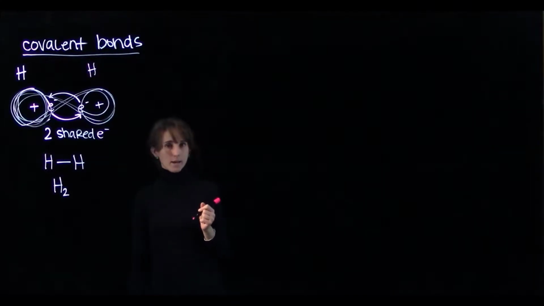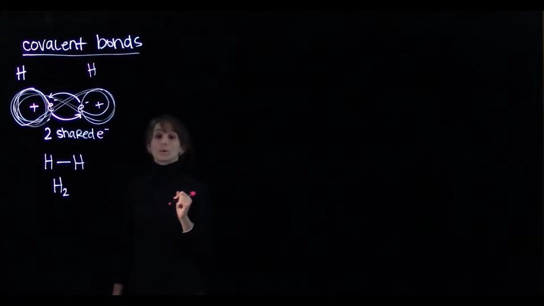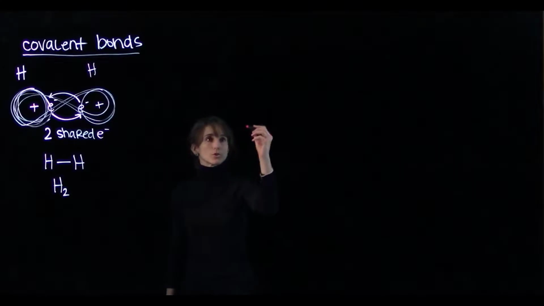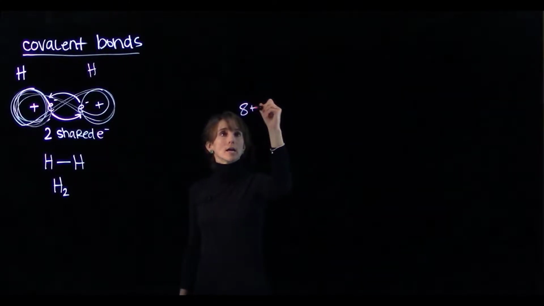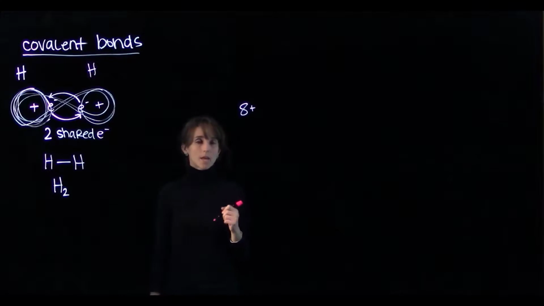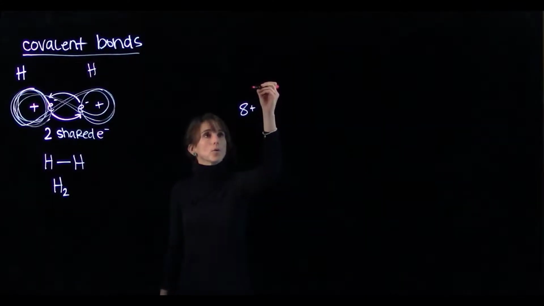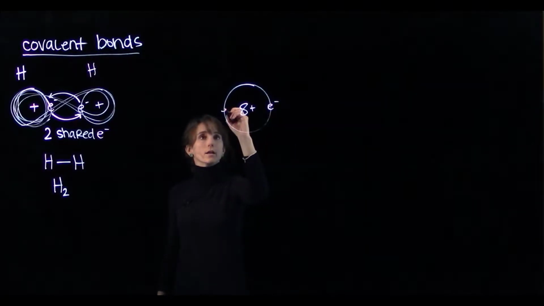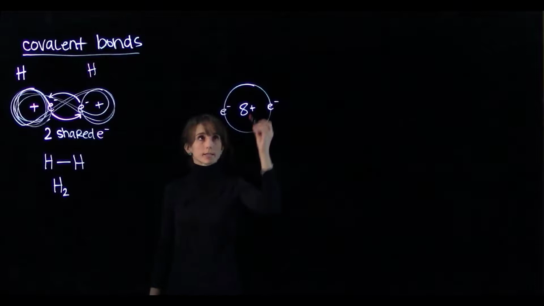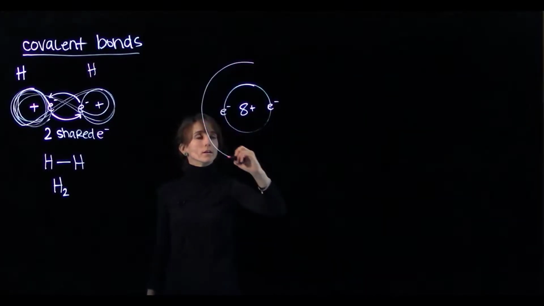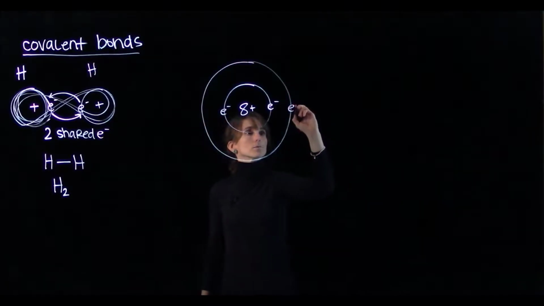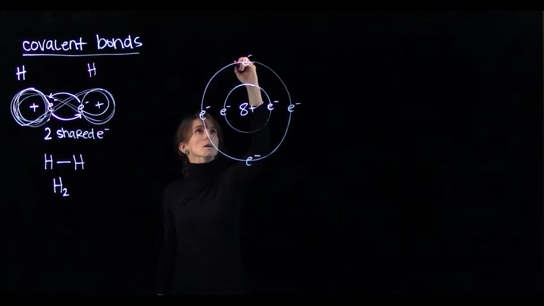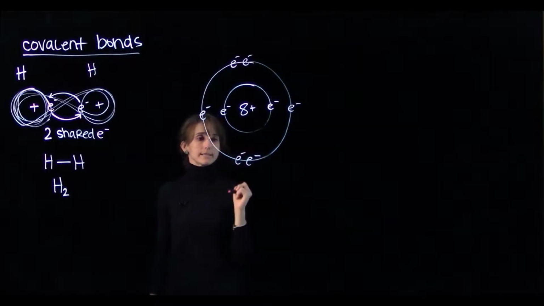Let's look at a more complicated example, slightly more complicated, starting with oxygen. Oxygen has an atomic number of 8, so we will start with a nucleus that has 8 positively charged protons. Then we'll add our electrons. We're going to have 8 of them, so we'll put 2 in the first shell, and that leaves us with 6 for the second shell. 1, 2, 3, 4, 5, and 6.